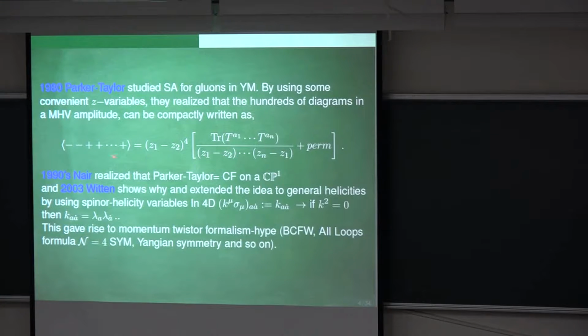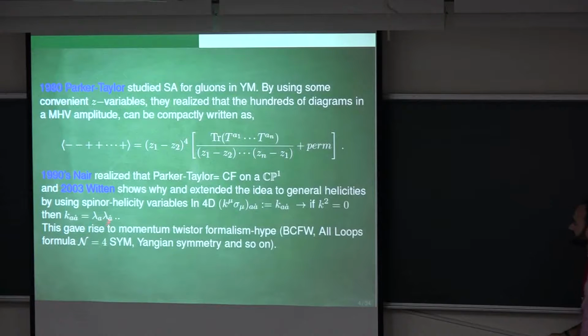This was very interesting at that time, but it took 10 years until someone else, Nair, realized that actually this same formula is equal to a correlation function of a Weiss-Witten model on a sphere. So that's one of the first connections between Yang-Mills and some kind of stringy behavior. But then it took 10 more years for Witten to realize that this can be generalized to general helicity, not just spin 1 particles, but general helicities.